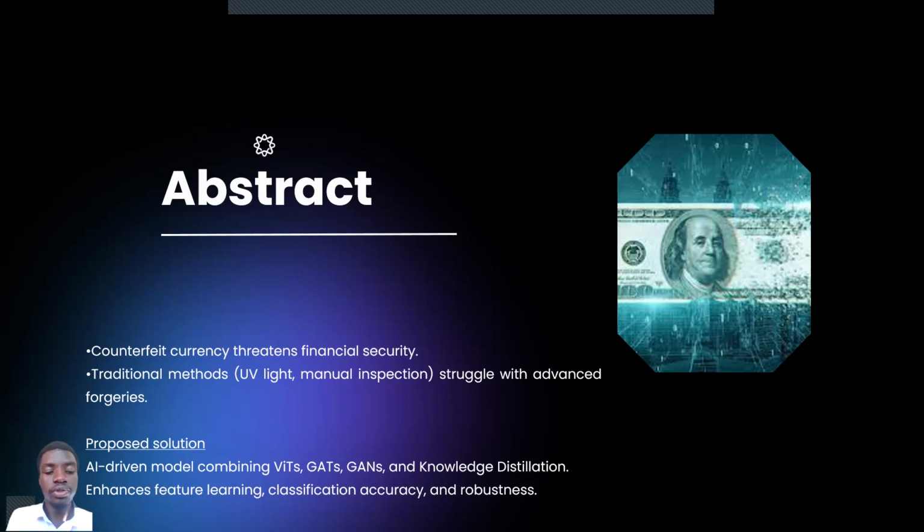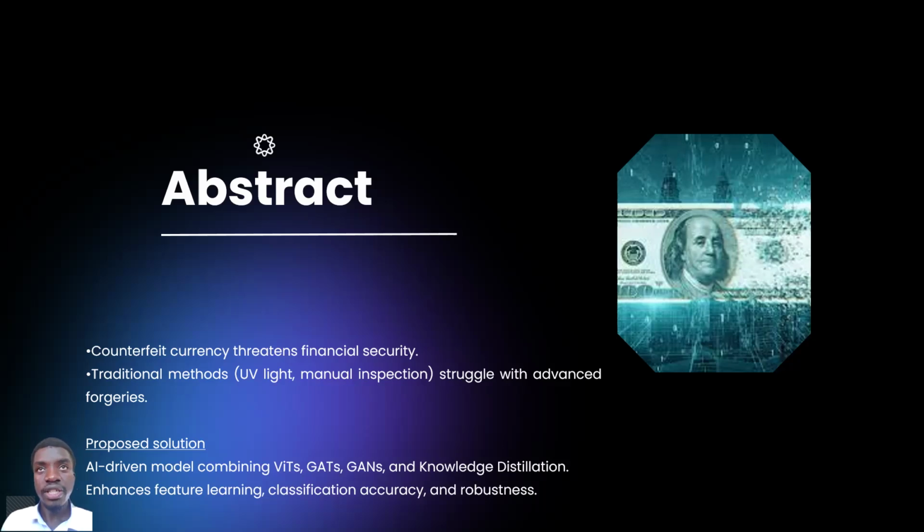In the proposed solution, we have a system that will be AI-driven, combining ViTs, which are vision transformers, GATs, which are graph attention networks, and GANs, which are... I've just forgotten. But we're also having knowledge distillation and feature extraction as part of the algorithms that we shall be using in this scenario.